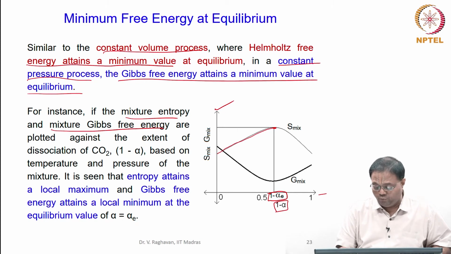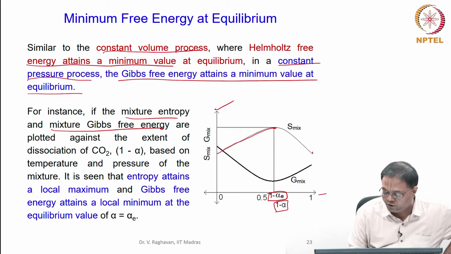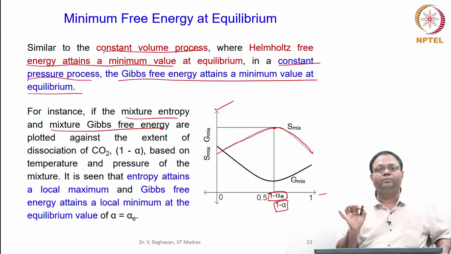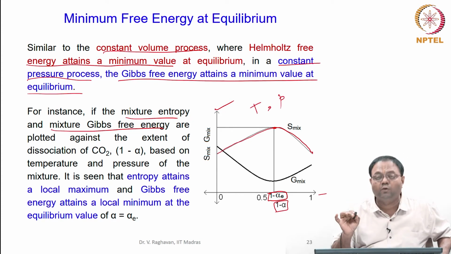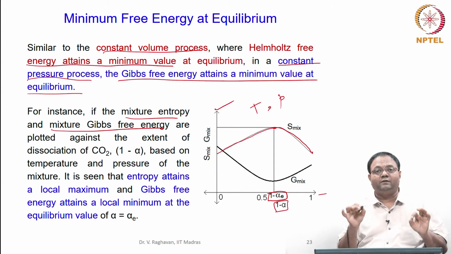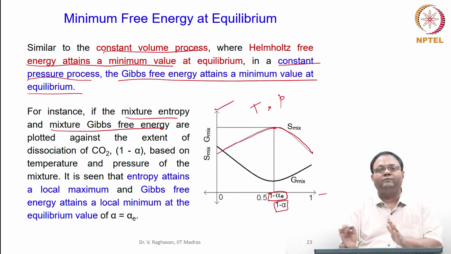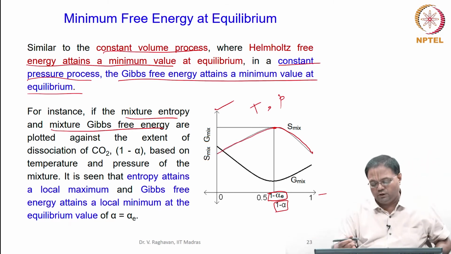Now similarly, a backward reaction can occur starting from here and it may reach a maximum value. So here equilibrium is said to prevail. Now this is for a given temperature T and pressure P, the total pressure being P. So please understand that. When you vary the temperature or pressure, this maximum value will shift. That means the 1 minus alpha E value will shift according to the pressure and temperature.